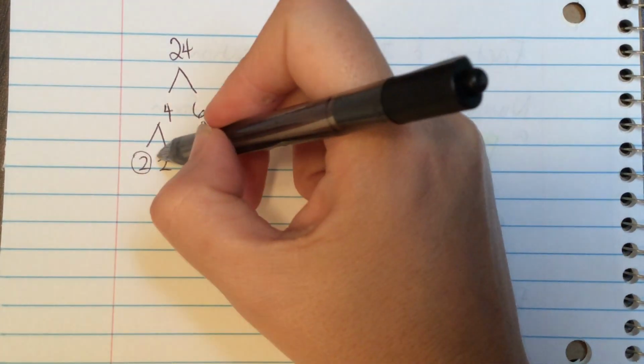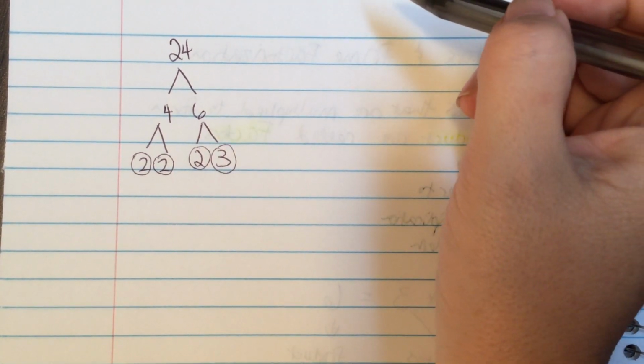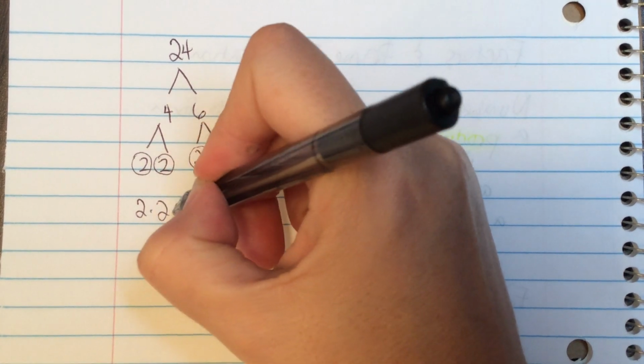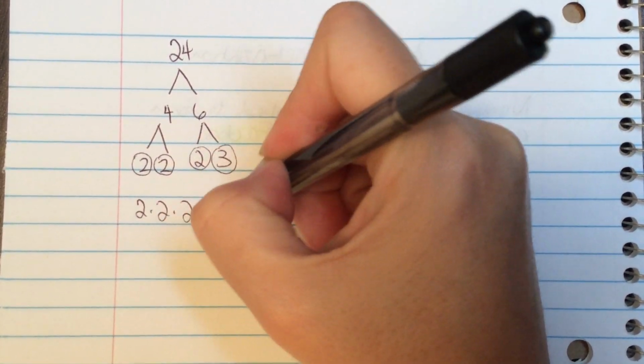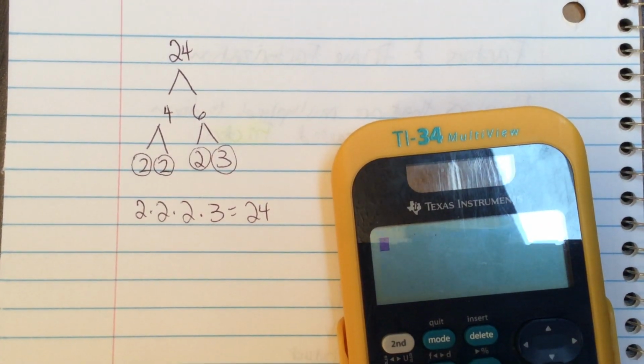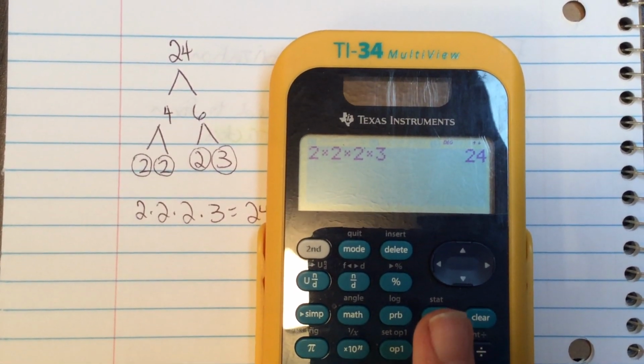Actually, all of these numbers are prime now. It didn't take us very long to get down to prime factorization. So when I rewrite this, it's 2 times 2 times 2 times 3. And I can always check myself in a calculator just to make sure. 2 times 2 times 2 times 3, and I get 24. So I know I'm right.